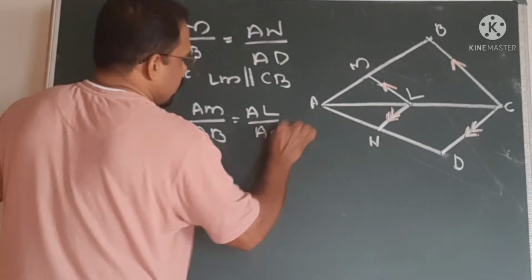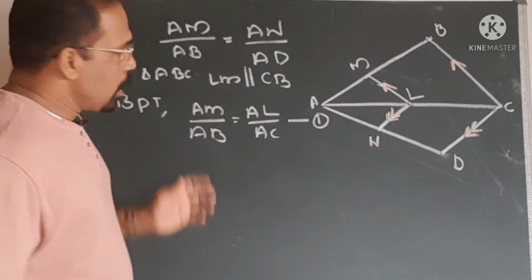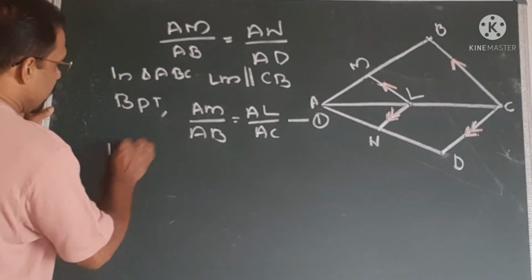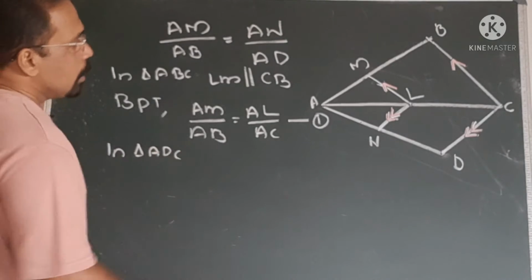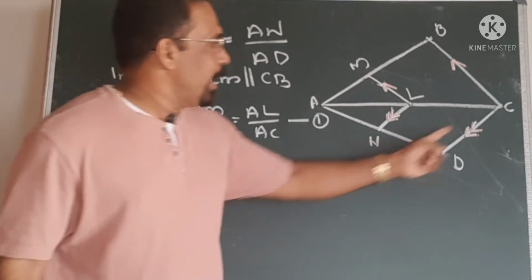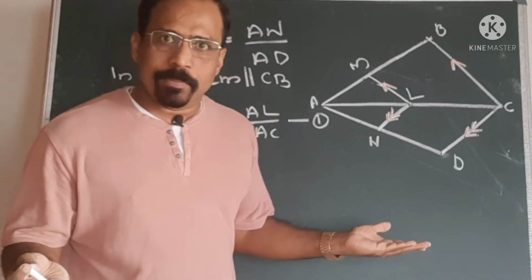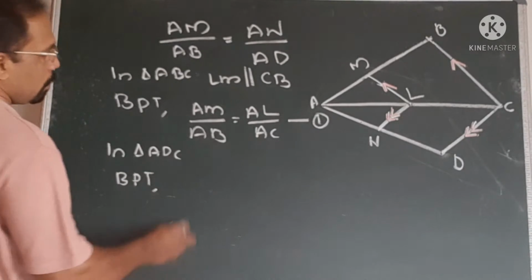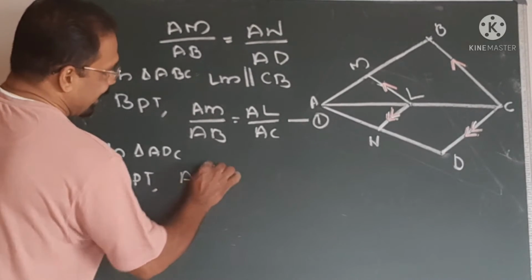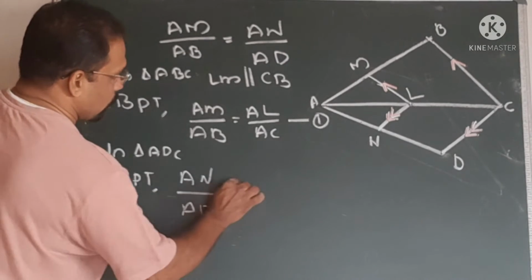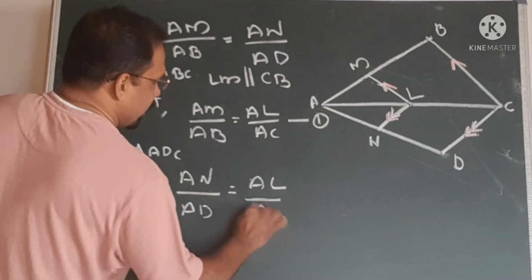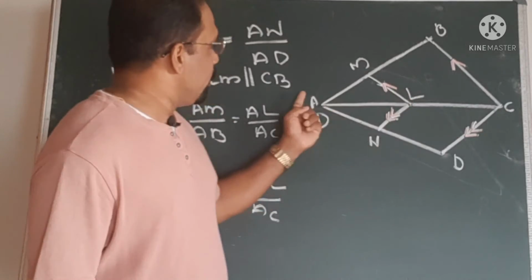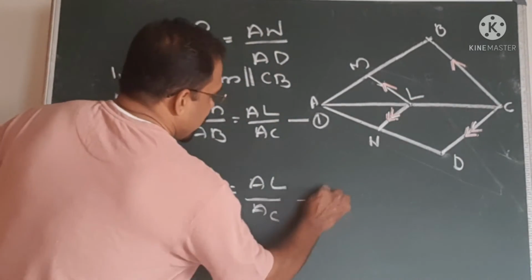AL divided by AC. Let it be equation number 1. Now consider this triangle ADC. In triangle ADC, it is already given that LN is parallel to CD, so we can apply the basic proportionality theorem. Therefore, according to the basic proportionality theorem, AN divided by AD is equal to AL divided by AC. Now let it be equation number 2.